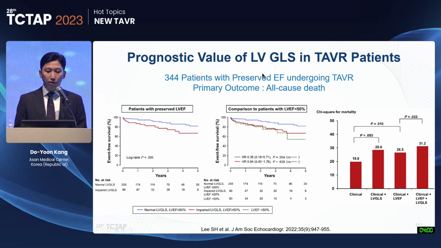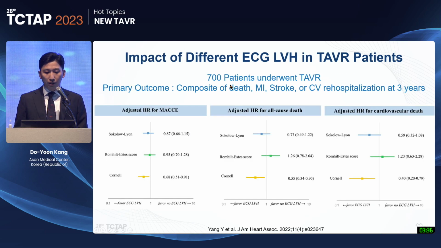Second was the left ventricular global longitudinal strain in TAVR patients. Patients with impaired global longitudinal strain showed a worse clinical outcome even with a preserved LV ejection fraction, and adding the value to the clinical factors and LV ejection fraction showed better discrimination of the clinical outcome. Another is the different ECG LVH criteria. The Cornell criteria alone showed an impact on cardiovascular death and all-cause death compared to the other criteria.